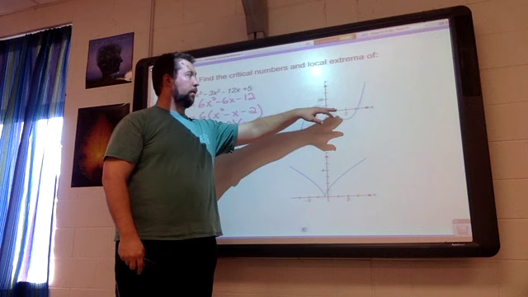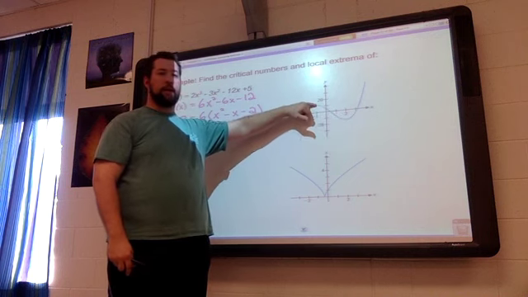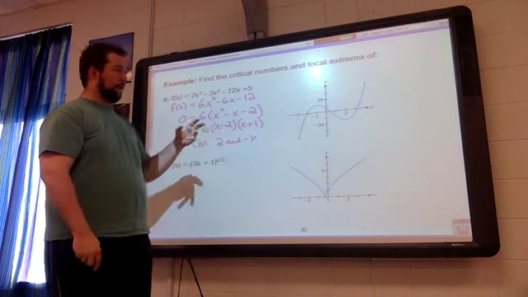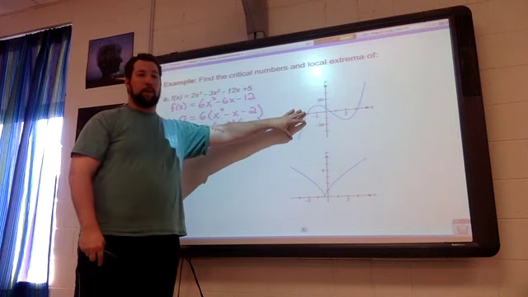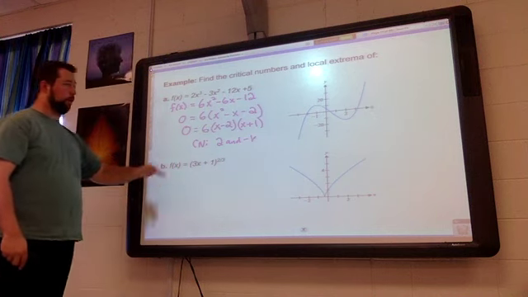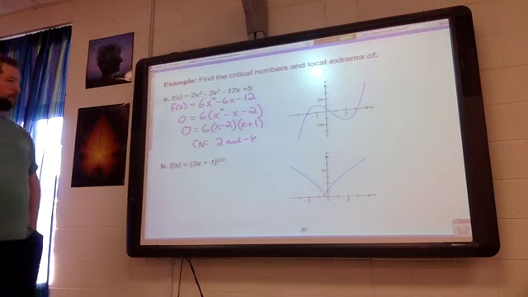What happens at 2? We have a local minimum. What happens at -1? We have a local maximum. In the next section we'll talk about how, even if we didn't have a graph, we know it's going to be exactly like that. So critical numbers there. Let's look at B.